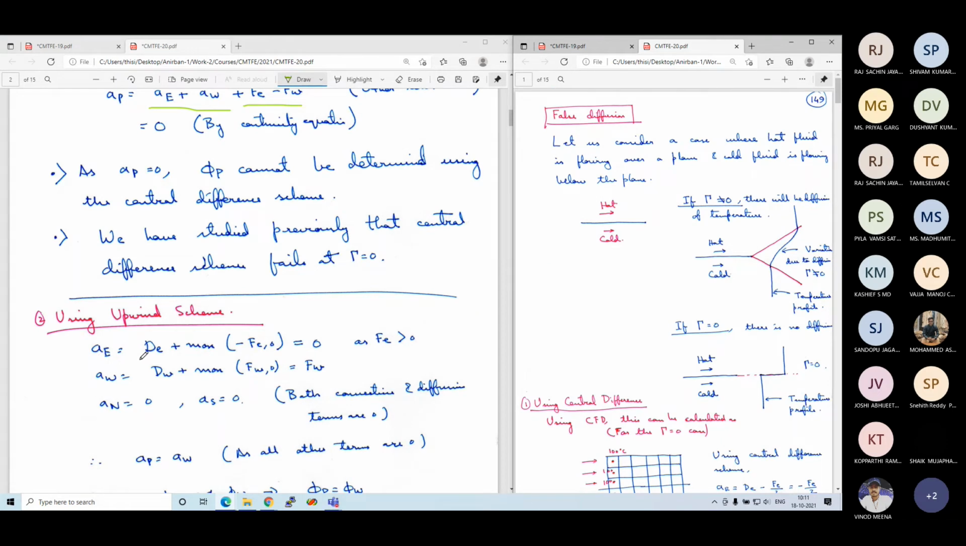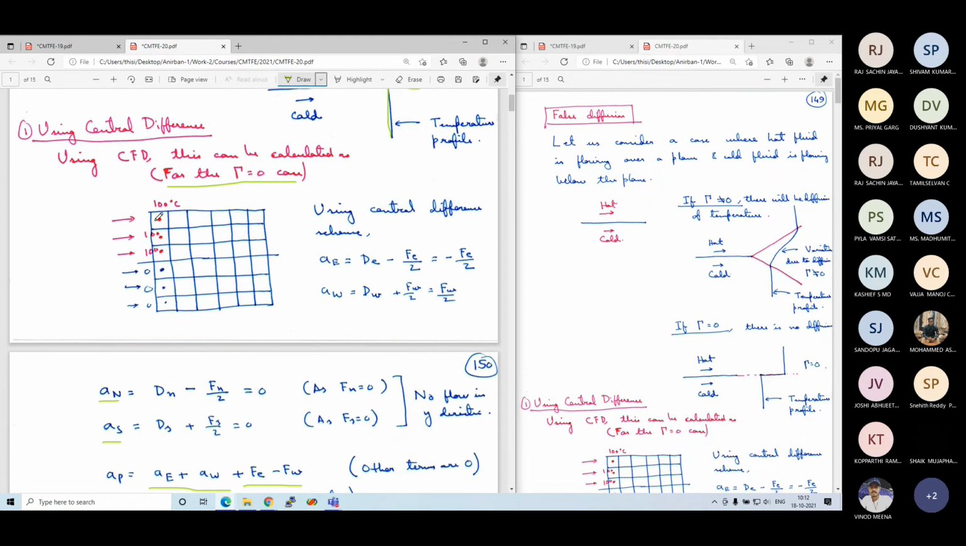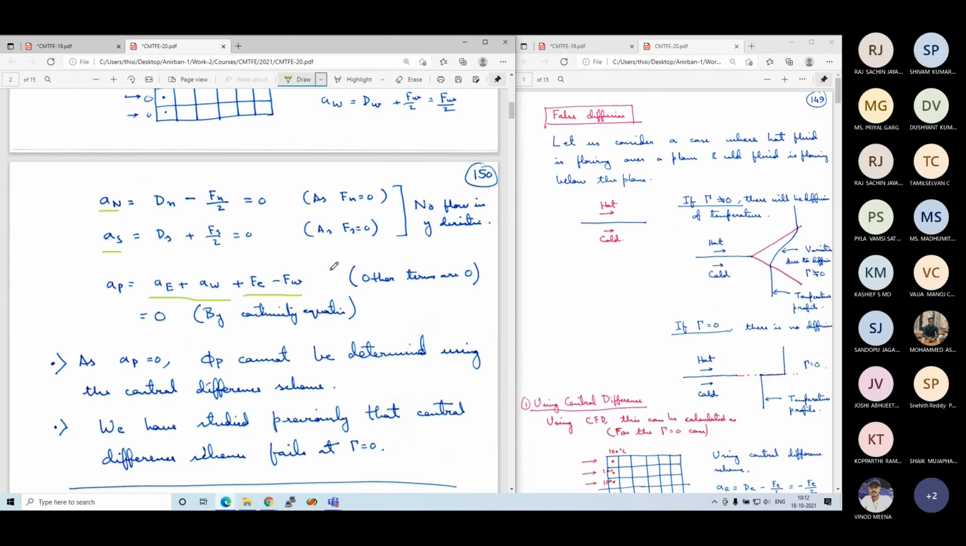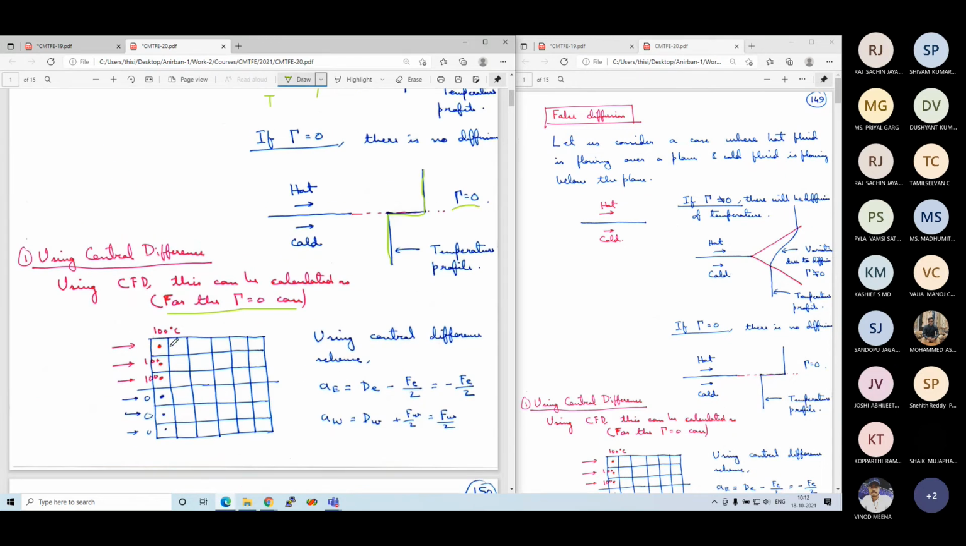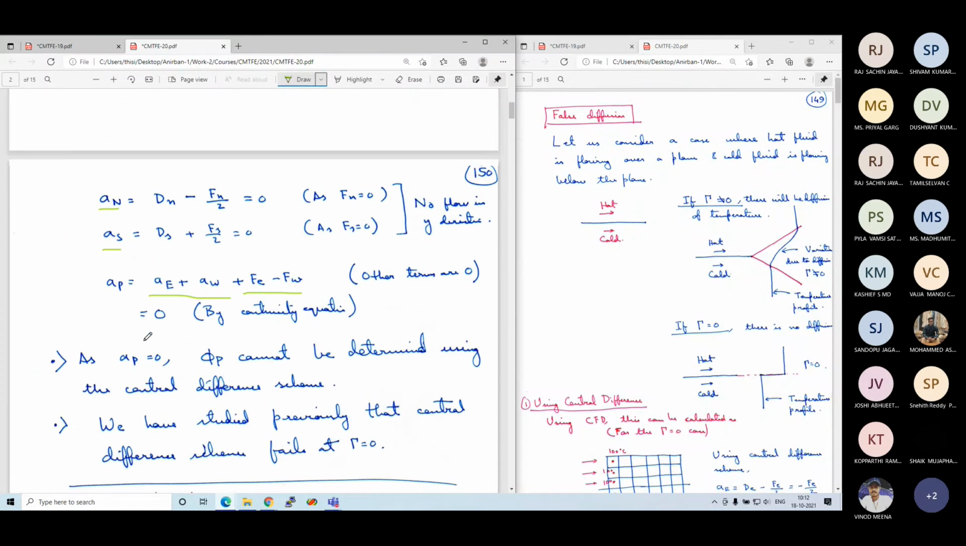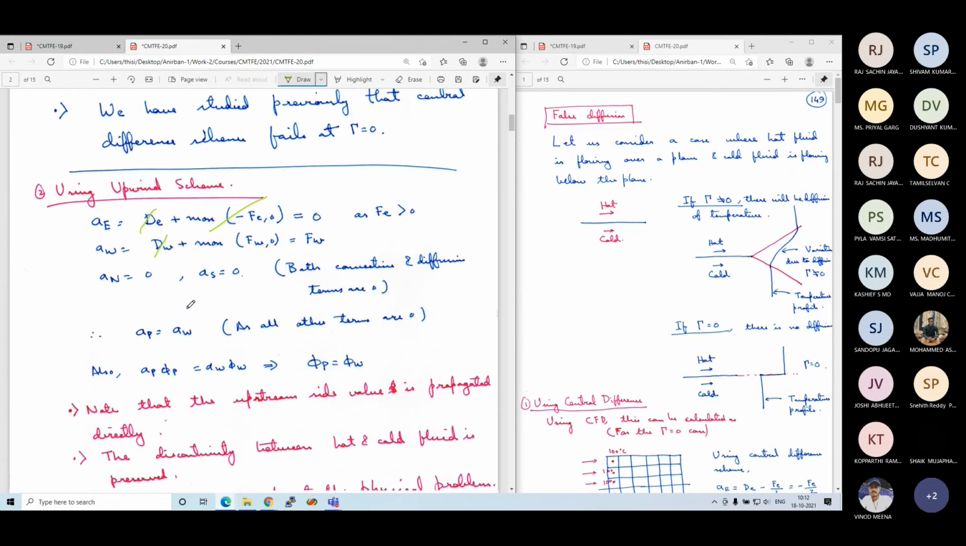So De is 0, Dw is 0 because diffusivity is 0. As the flow is from this direction, flow is positive, F is positive. So because Fe is positive, minus Fe is negative. So maximum of negative and 0 is 0. So this term also becomes 0. So Ae is equal to 0. And this is what we expect also. If the flow is from this direction, the upstream side should have the influence, not the downstream side. So Ae should not have any influence, Aw should have the influence.